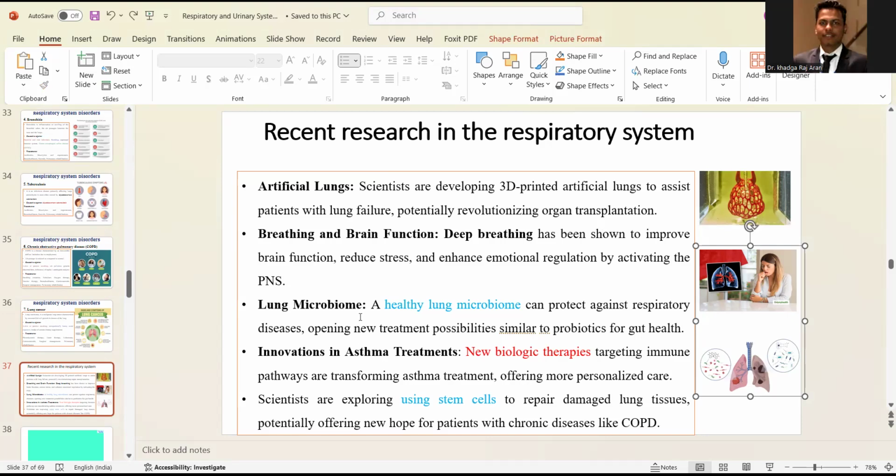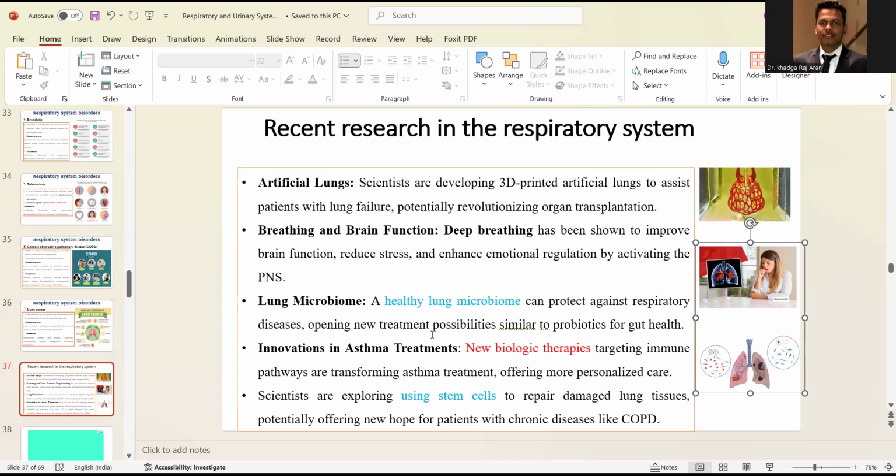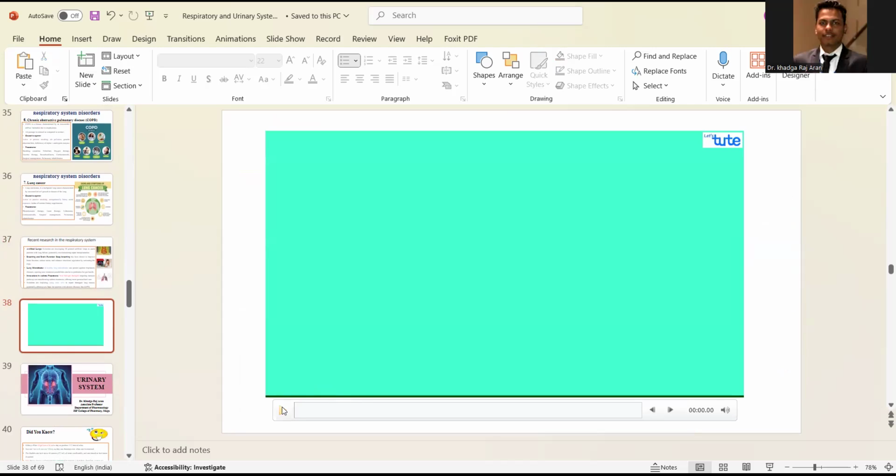Some innovations are in asthma treatment, like new biological therapies that target the immune system, and scientists are also exploring the use of stem cells to repair damaged lung tissue, which can potentially be used for the treatment of asthma and COPD. So there is one video I'll show you.